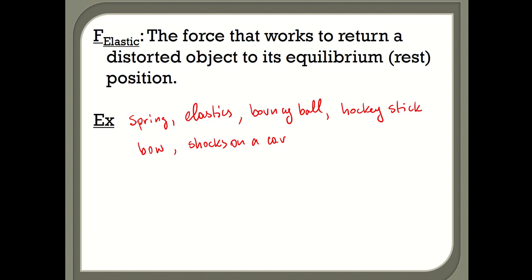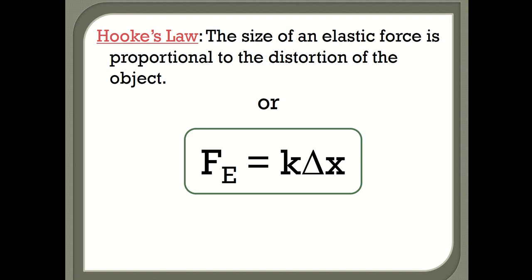So let's take a look at the actual definition in terms of math. It's defined by the following equation: the elastic force equals K times delta X. In this case, the K is a constant and delta X is the distance which the object was compressed or stretched. And again, the law itself is the size of an elastic force is proportional to the distortion of the object. So each spring has its own constant and how much it was actually stretched or compressed.